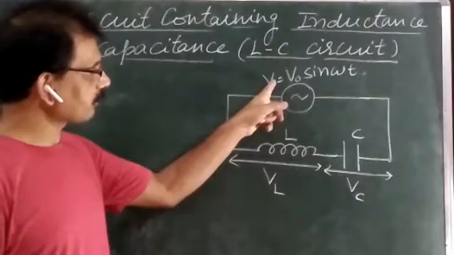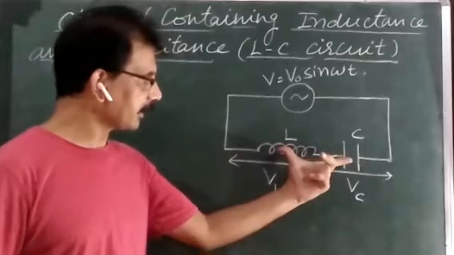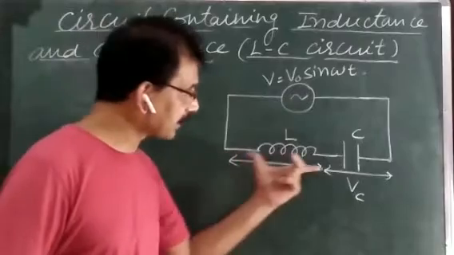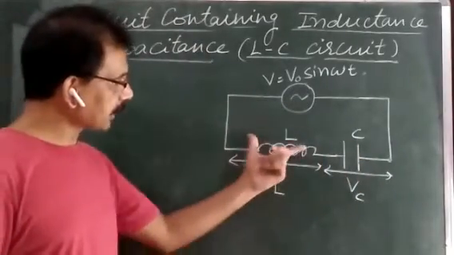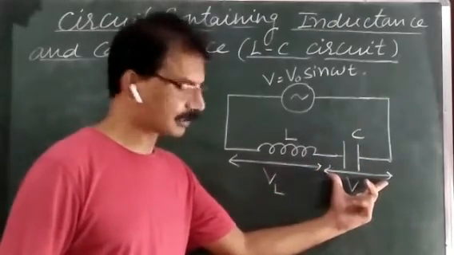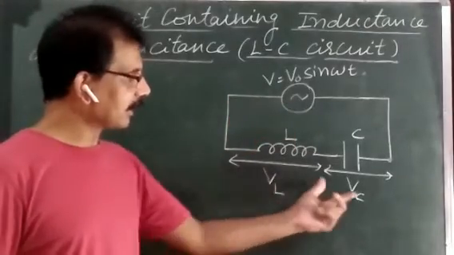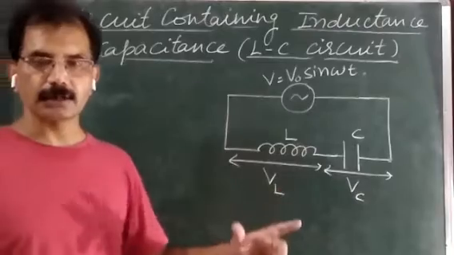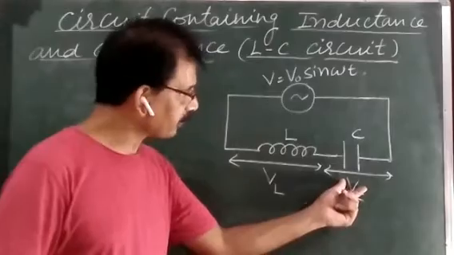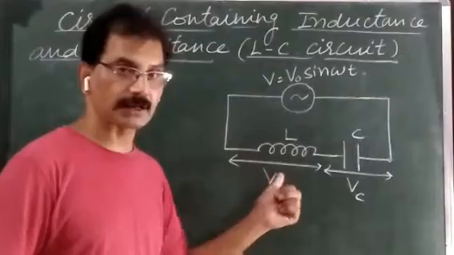Let an alternating voltage V equal to V naught sine omega t be applied across a circuit in which an inductor of inductance L and a capacitor of capacitance C are joined in series. Let the voltage across this inductor be VL and the voltage across this capacitor be VC. Since in alternating current, the alternating voltage is taken as a vector, the vector sum of VL and VC is equal to the applied EMF. Remember this, here I am taking the vector sum of VL and VC.